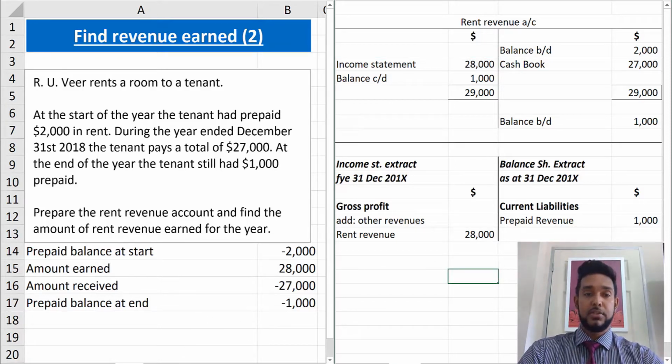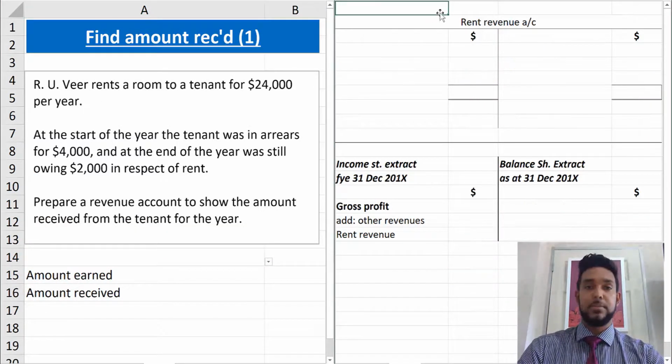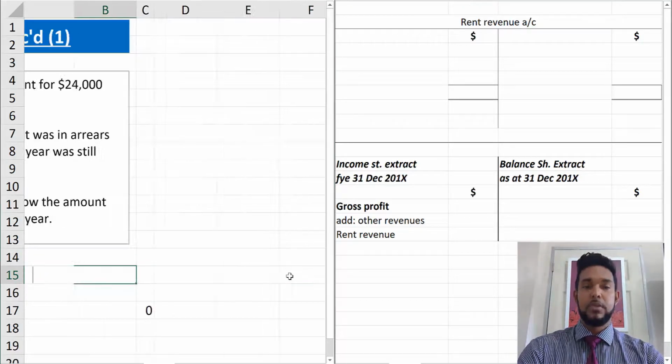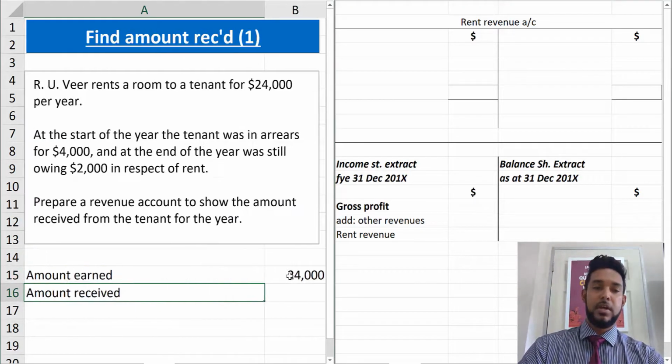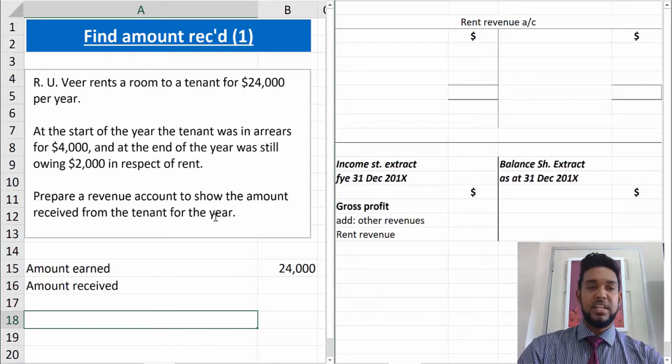Okay, all right, so let's just check out two more examples, right? Okay, so in this particular one now, here we have to find the amount we received from the client, from the tenant in this particular case. All right, so rents a room to a tenant for $24,000. Okay, so the amount is 24. Oops, I forgot to zoom out again. Keep forgetting that. Anyhow, amount received, hold on.